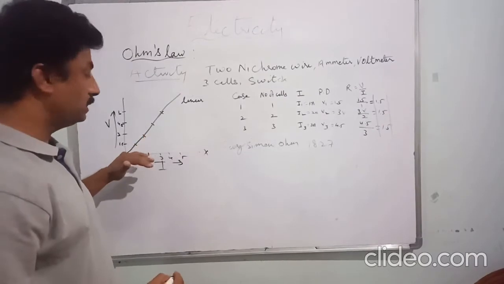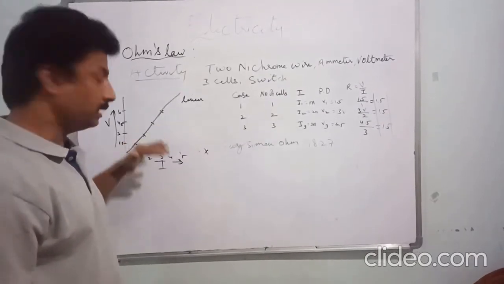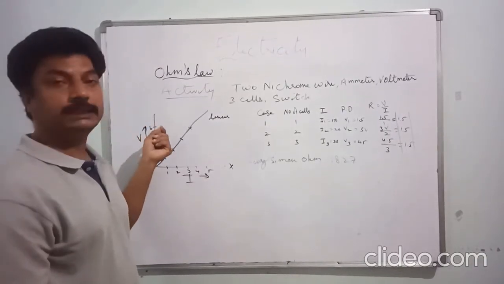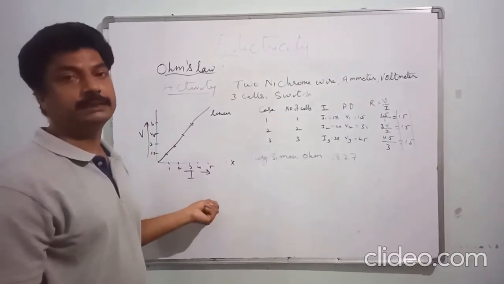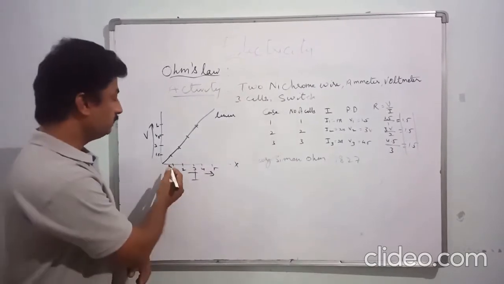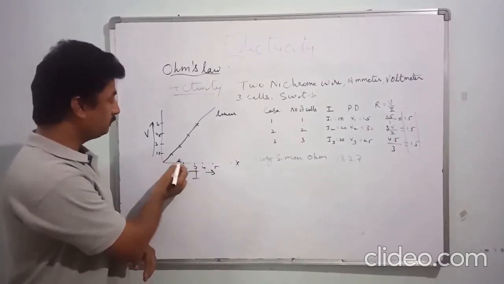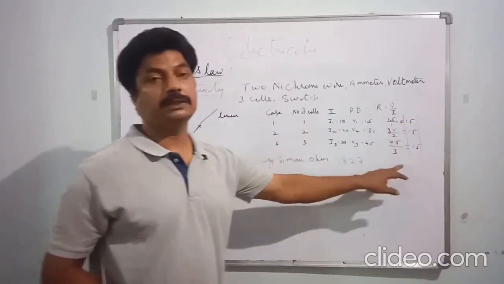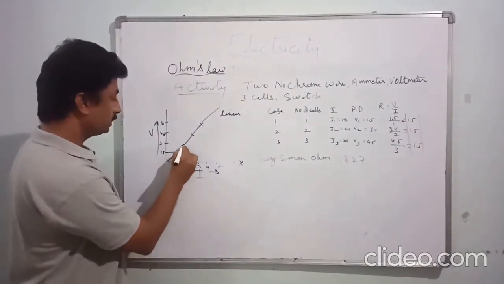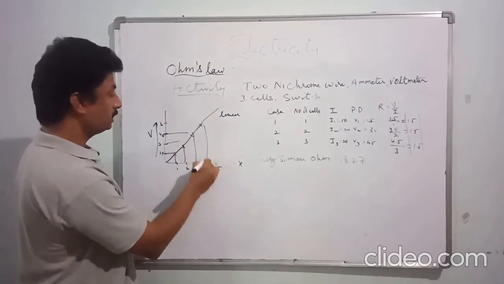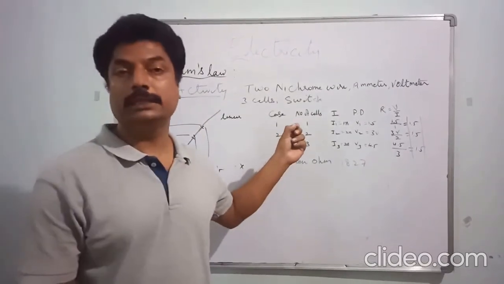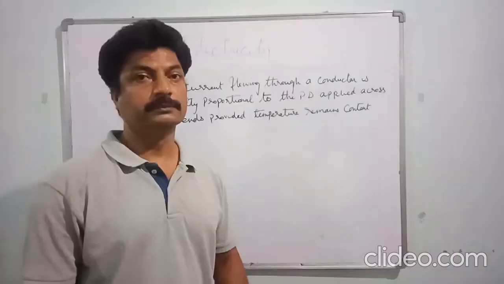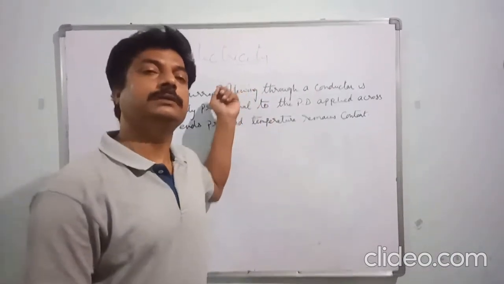Okay. It means if I increases, V also increases; if V increases, I increases. You can see from here the values 1, 1.5, 2, 3, this is how it increases. R will be constant. Anywhere you take, R will be constant. This is nothing else but the linear graph of Ohm's law. Now let us conclude Ohm's law.